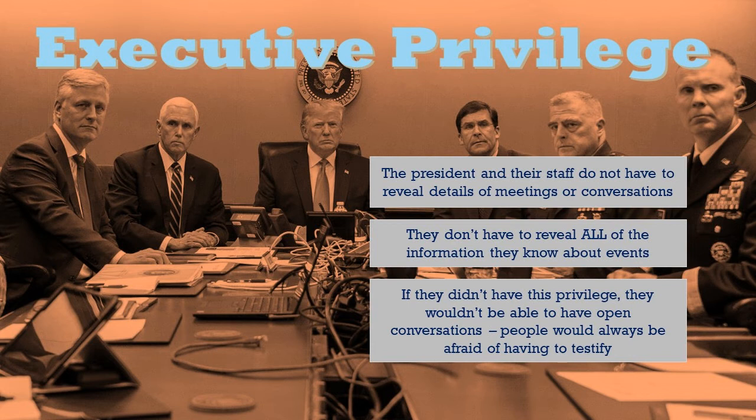If this privilege didn't exist, then advisors to the president would not necessarily be able to share the best information. They'd always have concerns about future investigations or possible punishment for information that they shared with the president. People would always be afraid of having to testify before Congress or testify in court in a way that got them in trouble. So executive privilege is important this way because it helps make sure that the president gets the best information. This covers things that deal with national security.